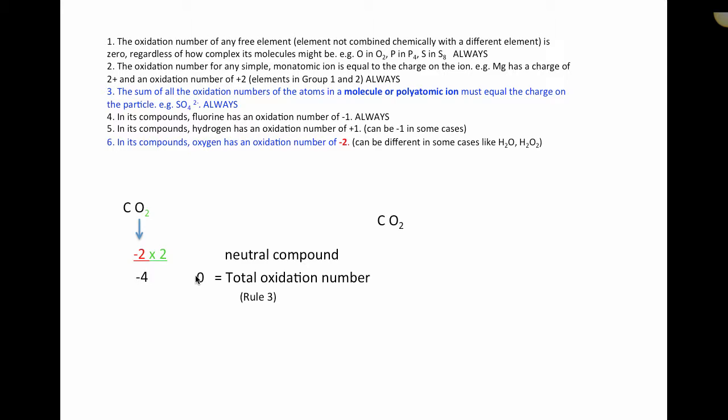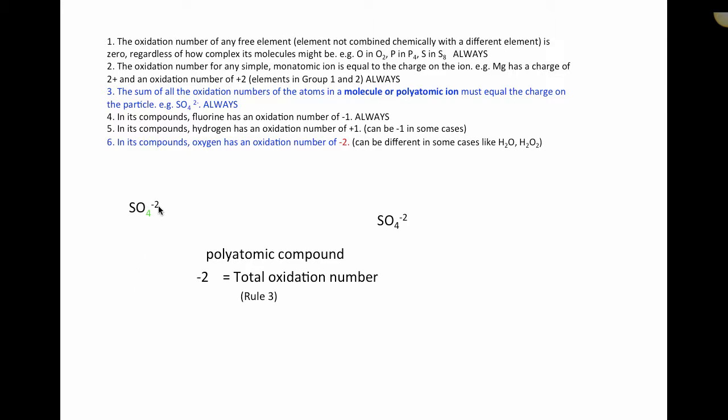So remember, this has to be a neutral compound. So if the oxygen is minus 4, then the carbon must be plus 4. So that's how we find the oxidation number of the carbon. And when we are assigning oxidation numbers, we're looking at the individual oxidation numbers for the elements. So carbon's plus 4 and oxygen is minus 2.